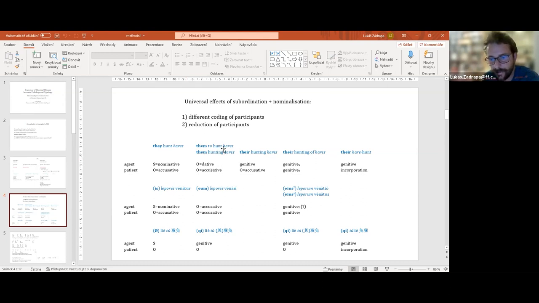And then we have an already more pronounced nominalization process, and you can see them to hunt has or them hunting has. I can see them hunting has, let us say. So here the patient stays in accusative. That's why we still feel it is a verb and it is a verbal core. But the agent is already in the oblique, this them instead of they. Another step is that the patient stays coded as an accusative object. Here it is has, but there becomes genitive or possessor. Their hunting of hares.